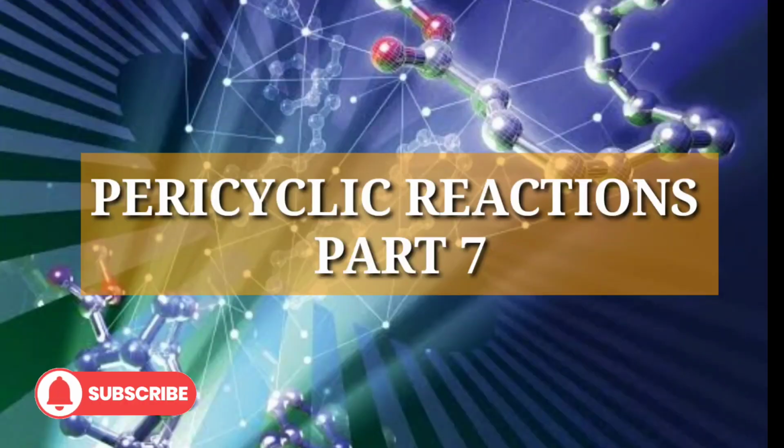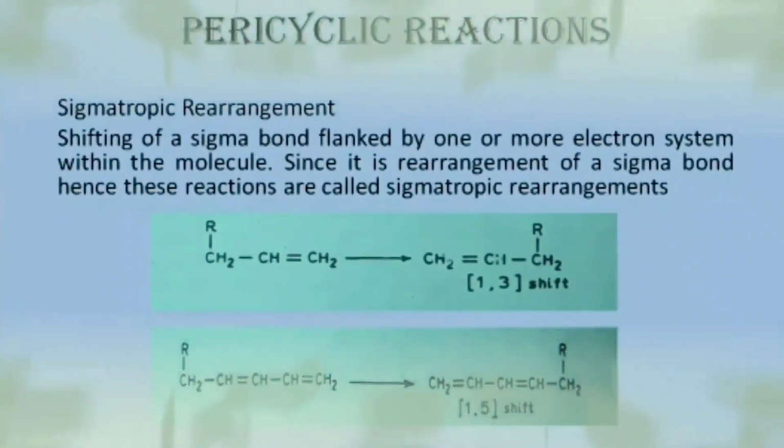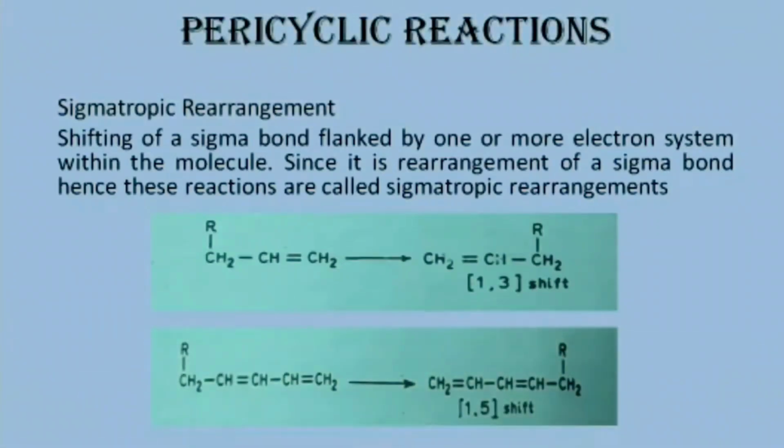In this part, we are going to discuss sigmatropic rearrangements by PMO and FMO method. Rearrangement of sigma bond is known as sigmatropic rearrangement that we already discussed in part 1 of pericyclic reaction. These are the examples of sigmatropic rearrangement.